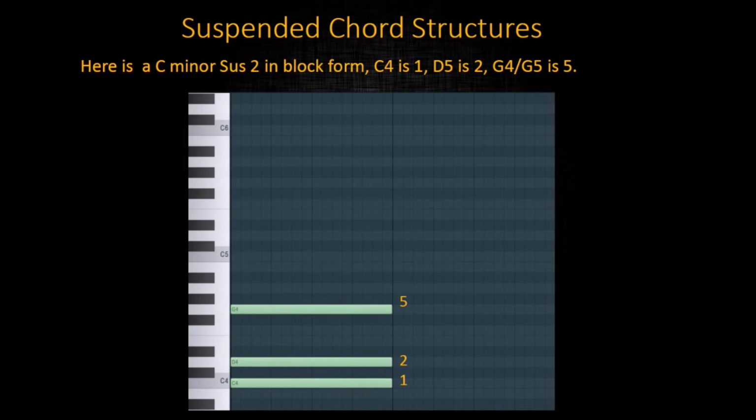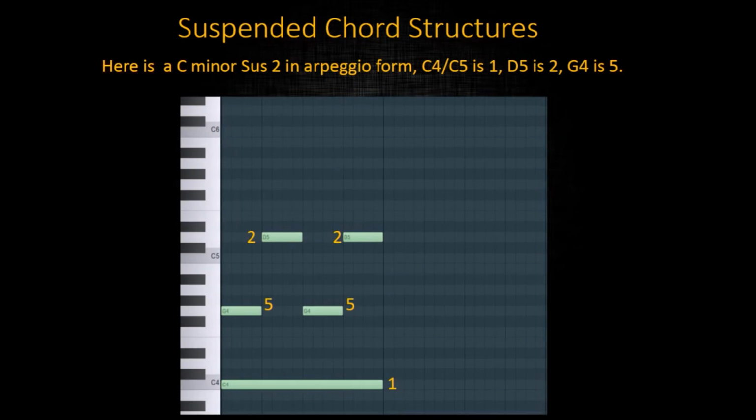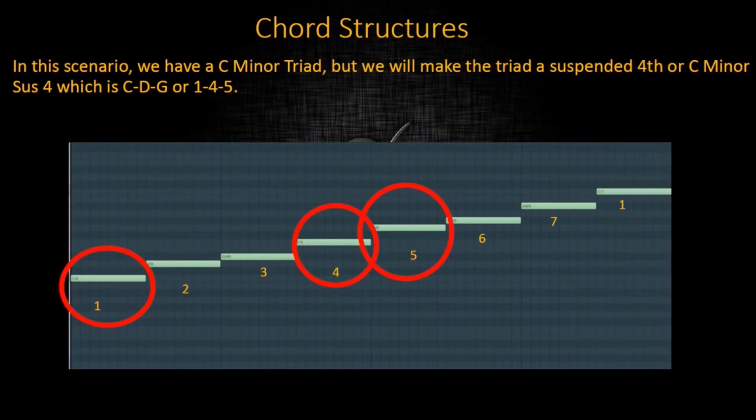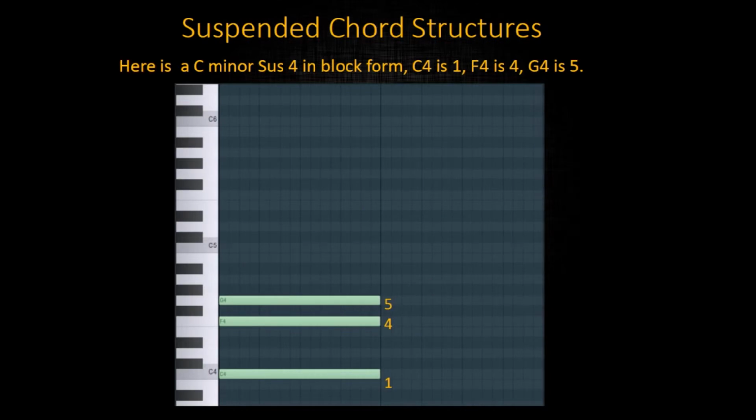And here's the C minor sus2 and the standard block formation. This is the C minor sus2 in arpeggio form. Now we're going to the sus4, or suspended 4th. And instead of having our 2nd interval highlighted, we're going to the 4th interval, and we're still removing the triad. And the designation will be 1, 4, 5 in this case. This is the C minor sus4 in our block form.